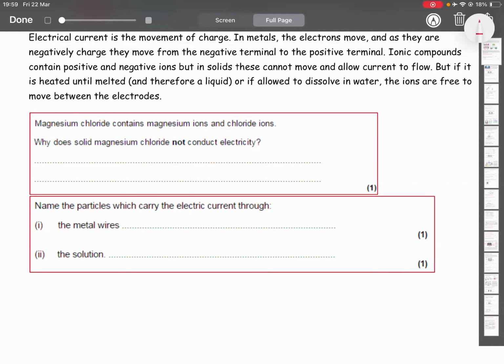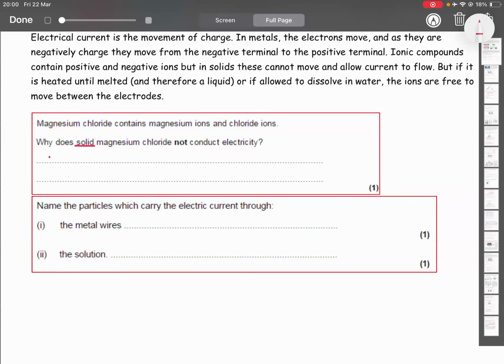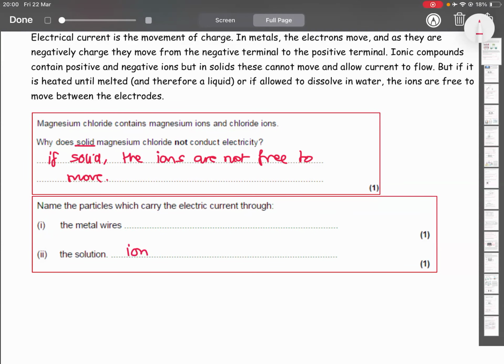So why does solid magnesium chloride not conduct electricity? If it's a solid, the ions are not free to move. And they could ask different versions of the same question. They might say, what do you have to do to it before you do electrolysis? So you have to melt it or make it molten. The ions are the thing that moves around, that carries the electric current. Okay.